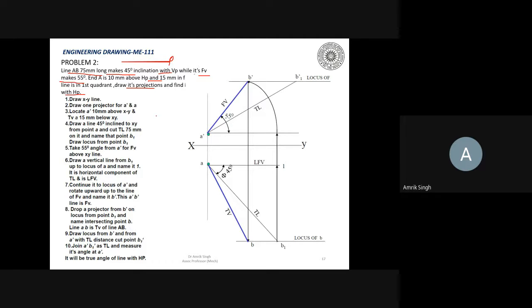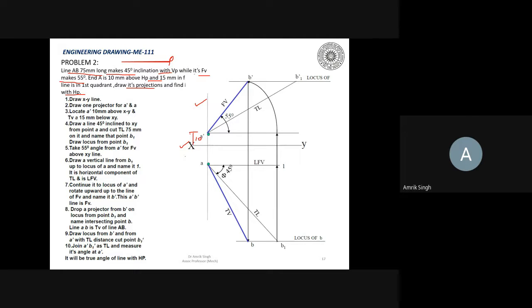So it is the same way. So you have to draw. First you have drawn this XY. So draw the XY. Draw one of the projectors. So you आपने ये draw कर लिया. So this projector you have drawn. Locate the point A dash, which is 10 millimeter above HP. So this is 10. ये कितना दिया हुआ मैं? 10. 10 millimeter. ठीक है.